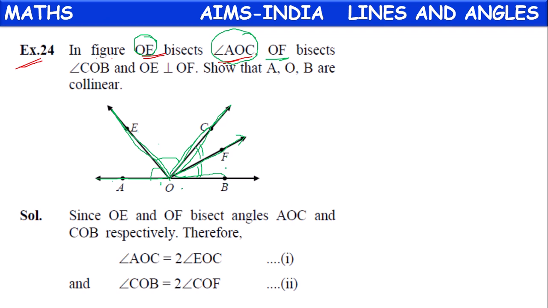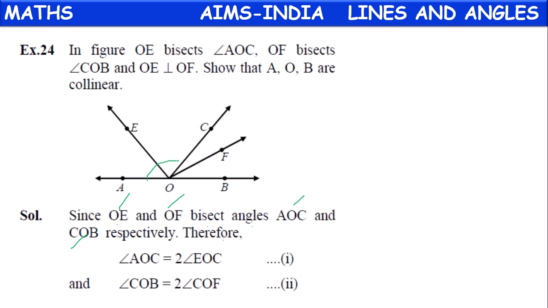Then we have to show that A, O, B are collinear. AOB lies on the same straight line. They are collinear, that we have to prove. So OE and OF bisect angles AOC and COB respectively.